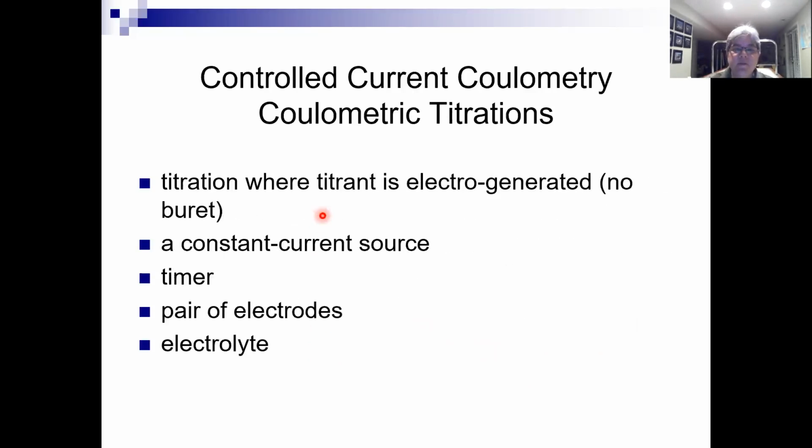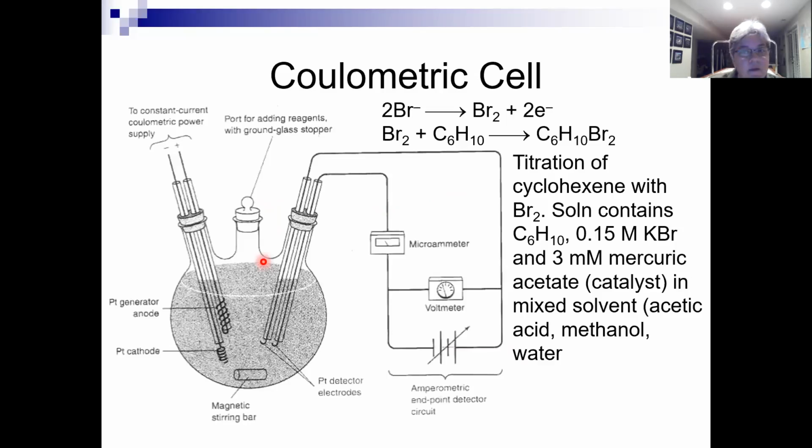Okay, so for this one, you're still going to have a current source and a timer. You'll have 2 electrodes and an electrolyte. And now we're going to do a titration, but we're not going to have that glass tube. There's no burette. Here we're going to use electricity to generate my titrant. So, for example, here is an example of a cell.